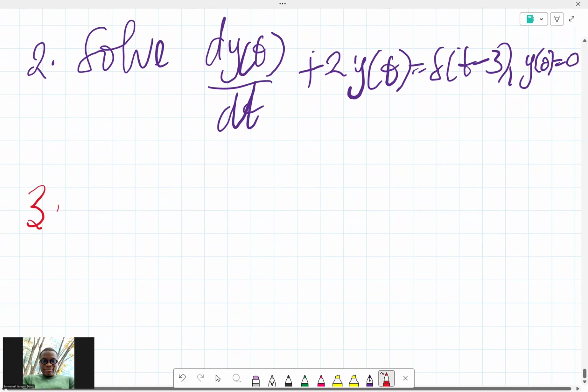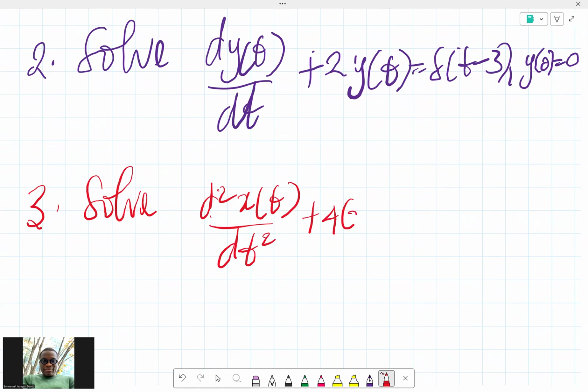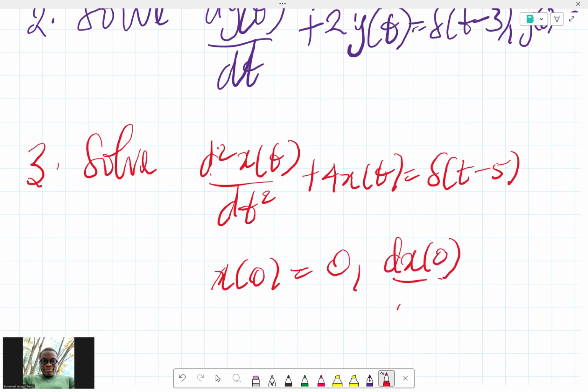Number 3: solve the second order one now. d squared x of t over dt squared plus 4 dx of t over dt plus 4x of t equals delta of t minus 5, with the initial conditions x of 0 equals 0 and dx of 0 over dt equals 0. So solve for x of t.